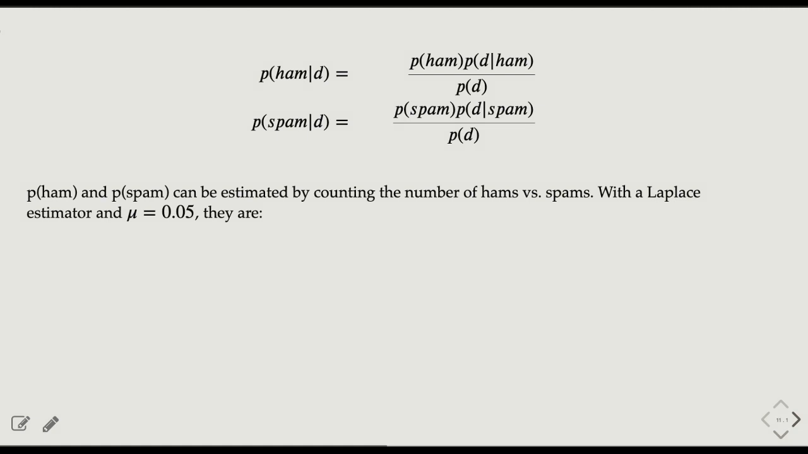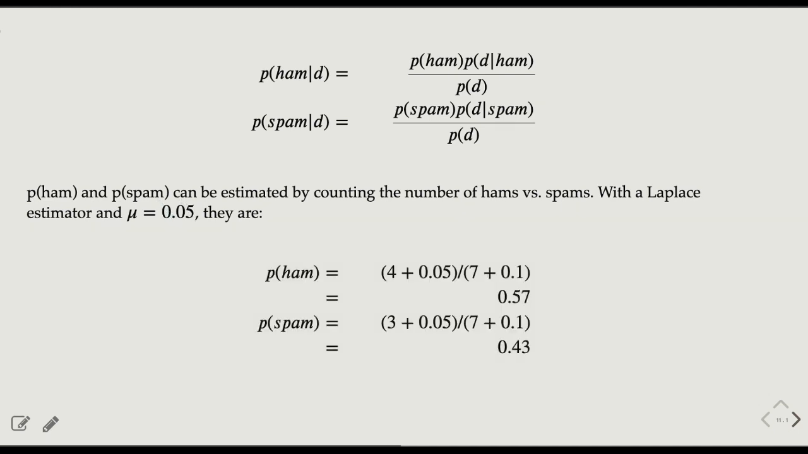Okay, so let's see how we can do that. We already estimated P(ham) and P(spam) earlier, just by looking at the number of hams divided by the total number of emails. We get a probability. But we say that we want to use the Laplace estimator just to smooth the probability. So we add a small value, which is 0.05, to the numerator and 0.1 to the denominator to smooth the value. So this becomes the probability 0.57, the probability of a ham.